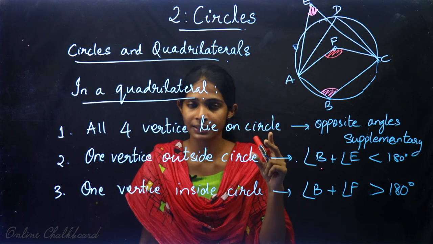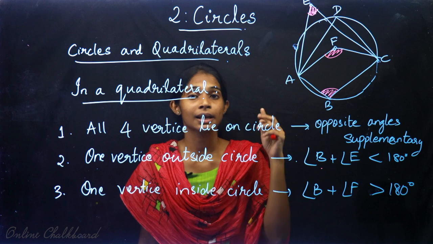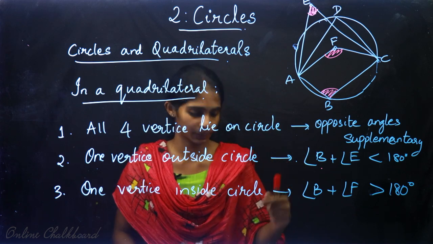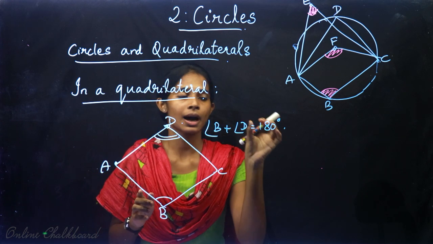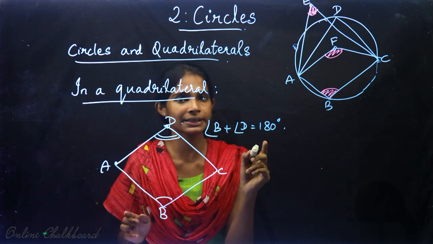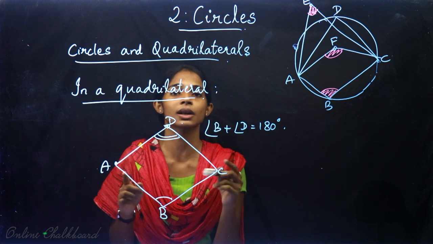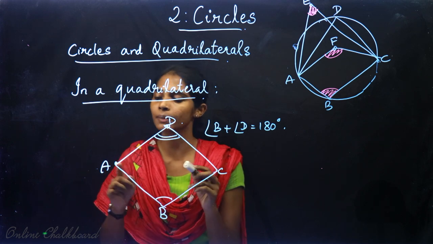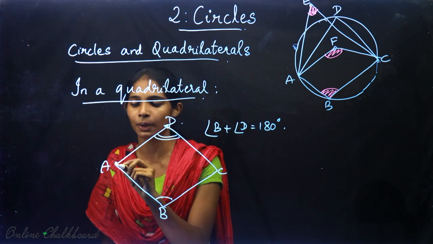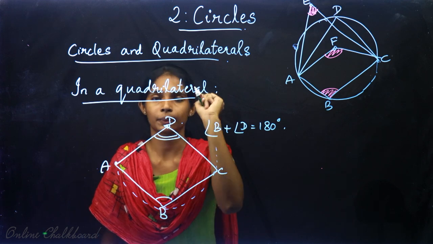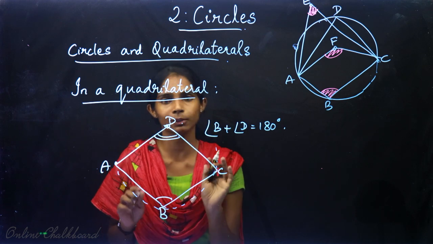If we are given a quadrilateral and we are told that opposite angles are supplementary, then does it lie on a circle or not? That is what we are going to see. So suppose we are given a quadrilateral ABCD such that opposite angles B and D are supplementary, that is, angle B plus angle D is 180 degrees. Is this quadrilateral's four points on a circle? We already know that through 3 points we can draw a circle. Suppose I draw a circle through A, B, C. Now, will D lie on the circle or not? This is the only thing we have to determine.